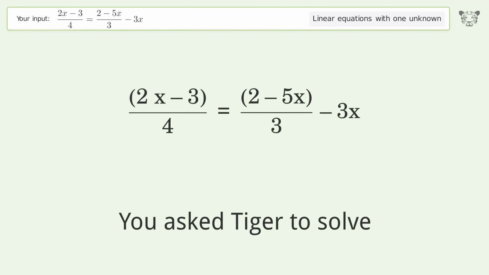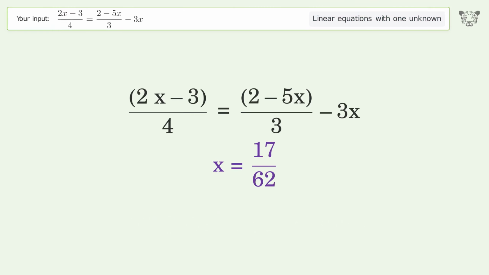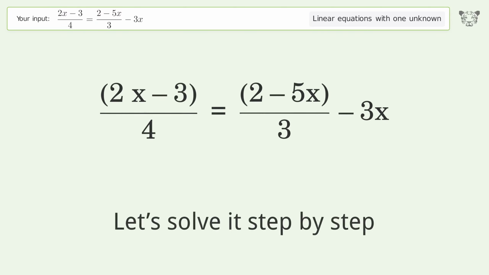You ask Tiger to solve. This deals with linear equations with one unknown. The final result is x equals 17/62. Let's solve it step by step.